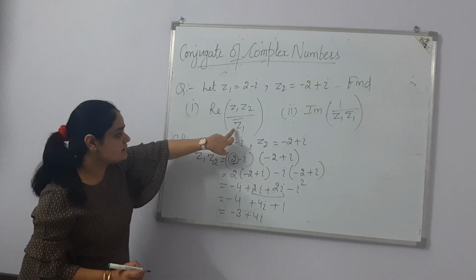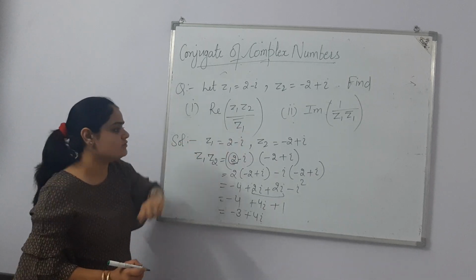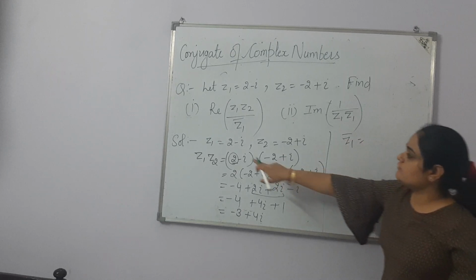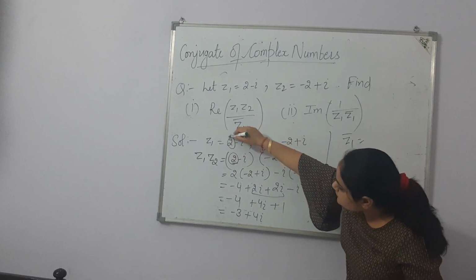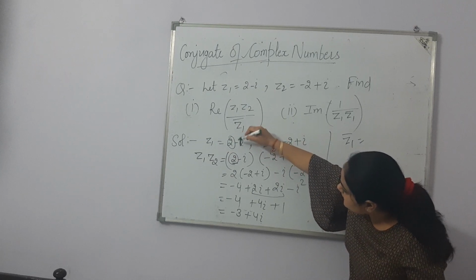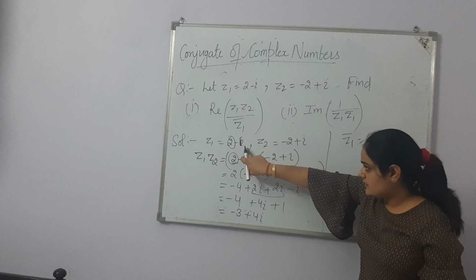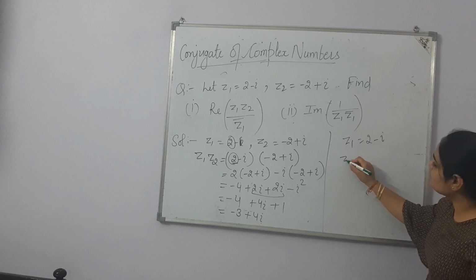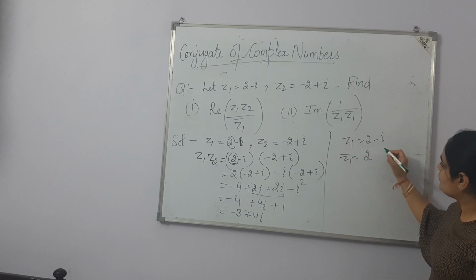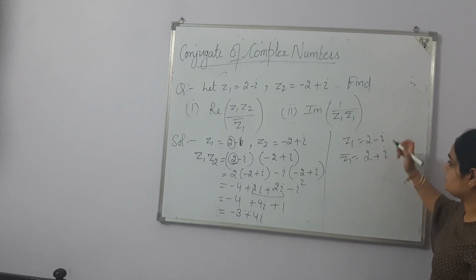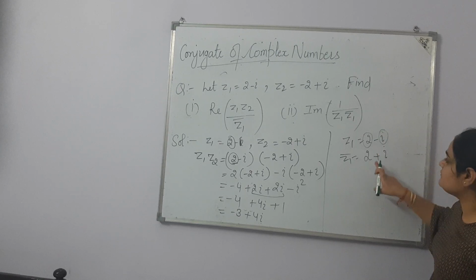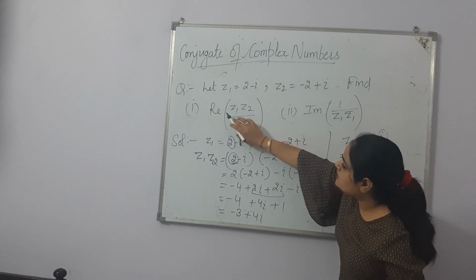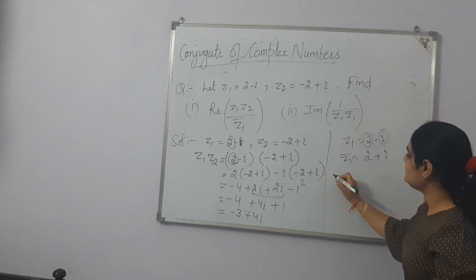And in the denominator, the question's requirement is z1's conjugate. Now we'll find z1's conjugate. What is z1? 2 minus iota. The real part is 2 and the imaginary part, that means if there is nothing, 1 is here along with iota. So if z1 is 2 minus iota, so z1's conjugate is 2 plus iota. That means the sign between the real and imaginary parts will be changed. So 2 plus iota.